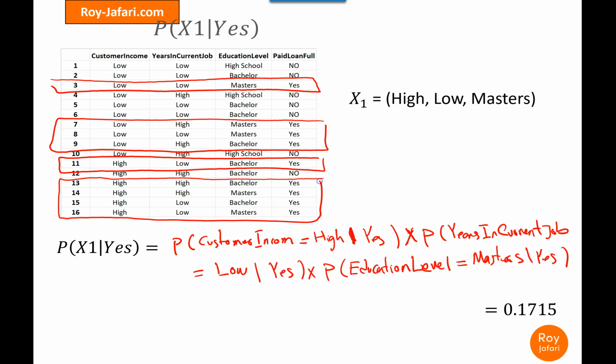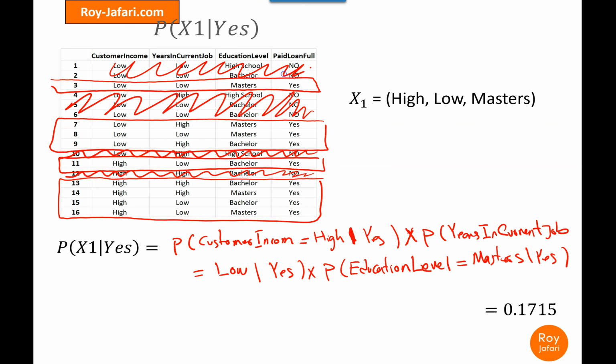So let me go ahead, and now we can calculate this one, probability of customer income being high, right? So we've got 1, 2, 3, 4, 5, 6, 7, 8, 9 cases. So we've got 9. And how many of them are high customer income? 1, 2, 3, 4, 5. 5 of them are high. So 5. So this was this part.